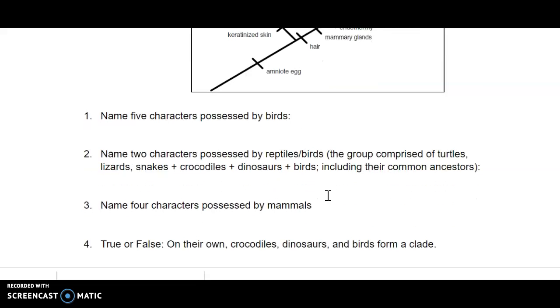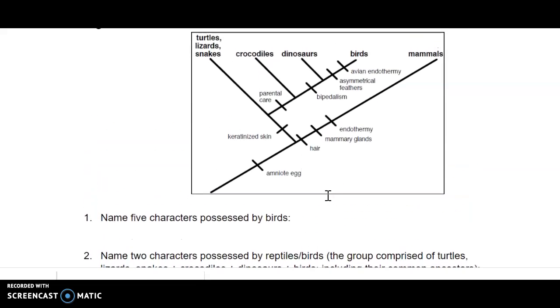Name 4 characteristics possessed by mammals. We just talked about that a little bit: endothermy, mammary glands, hair, and amniotic egg. They all came before mammals, so mammals had all those.